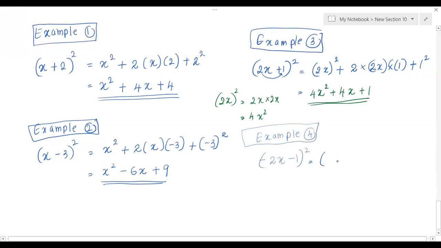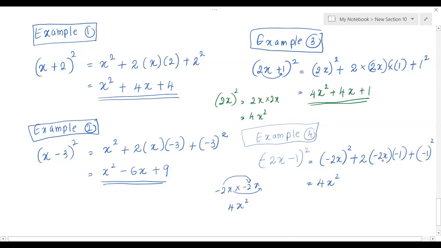It is minus 2x squared. Add 2 times the product of the 2 terms, minus 2x and minus 1. Add the square of the last term, that means the second term, minus 1. Then minus 2x into minus 2x, the square of minus 2, it becomes plus 4. x into x becomes x squared. So here it becomes 4x squared.